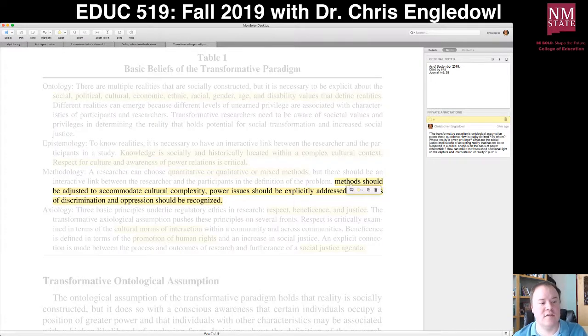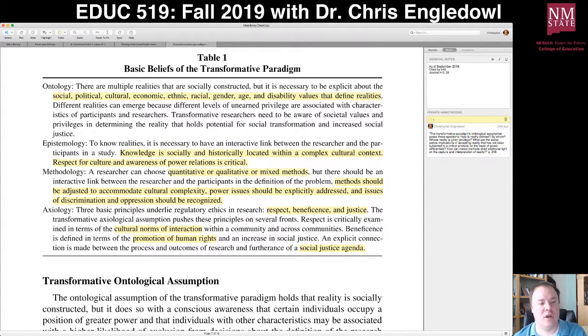Methods should be adjusted to accommodate cultural complexity. Power issues should be explicitly addressed. And issues of discrimination and oppression should be recognized. And with these statements, it does feel very pragmatic. But the idea of the transformative paradigm provides some specificity. So yes, in a sense, there is a lot of pragmatism embedded within this transformative paradigm. But it has this explicit focus on dealing with oppression and power.